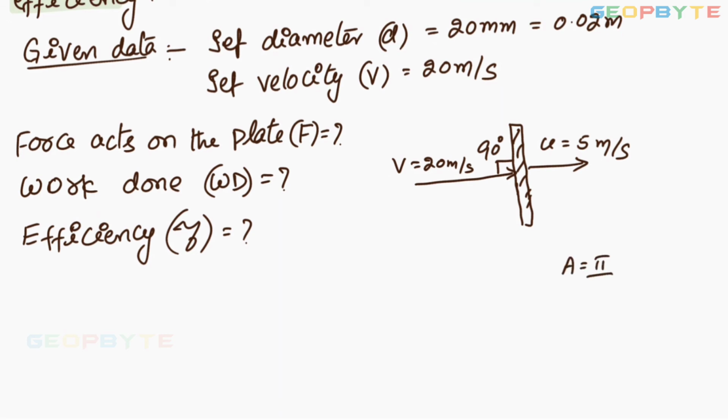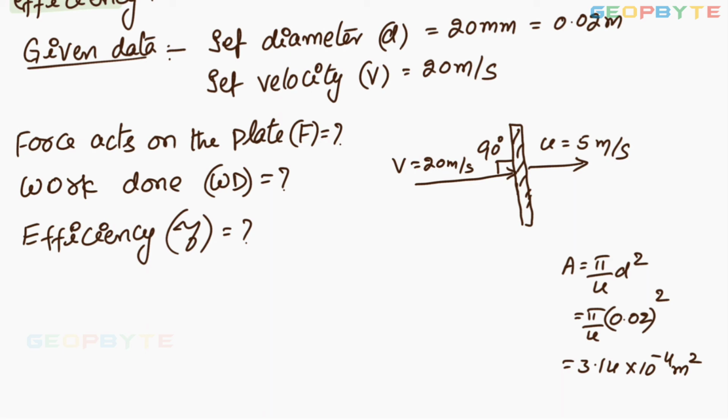A equal to pi by 4 into d square, pi by 4 into 0.02 whole square. Simplify this value. 0.02 square into pi by 4. I got 3.14 into 10 power minus 4 meter square. Here the diameter is correct.